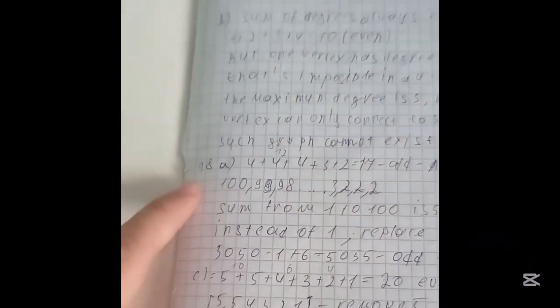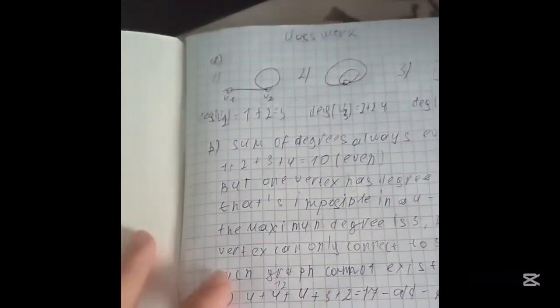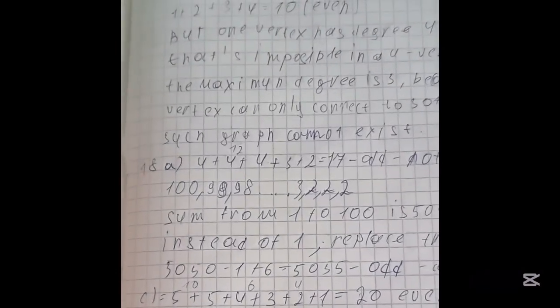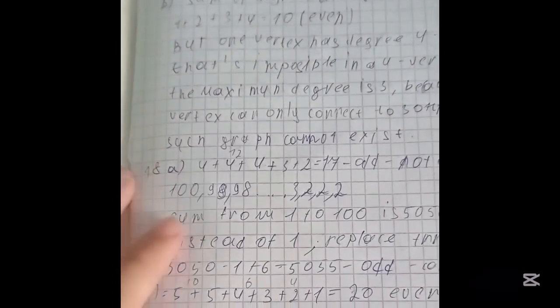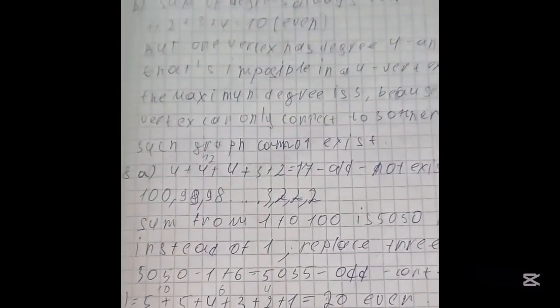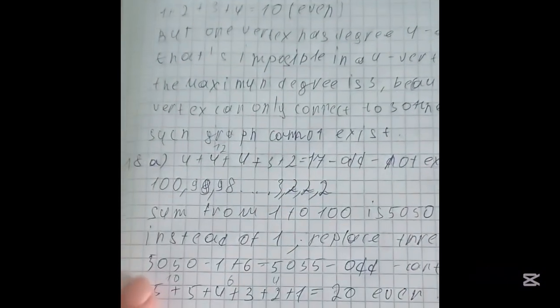And therefore such a graph cannot exist. And what's next? 18a. We need to know whether this graph exists or not. Okay, first thing, we need to sum the degrees of the graph. If it's odd, it does not exist. So the first example does not exist. We have 70 and it's odd, so it does not exist.